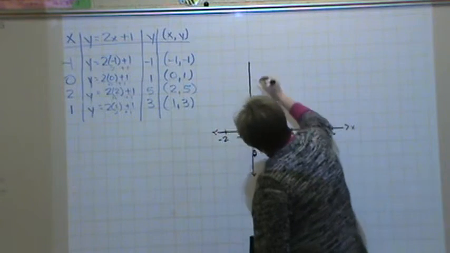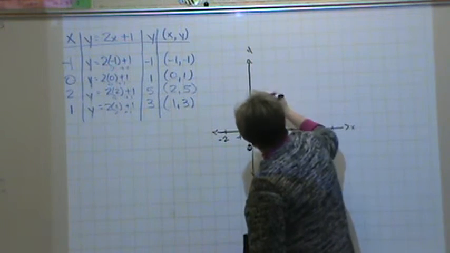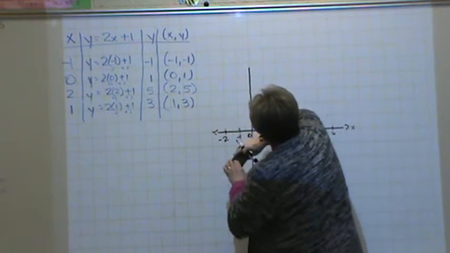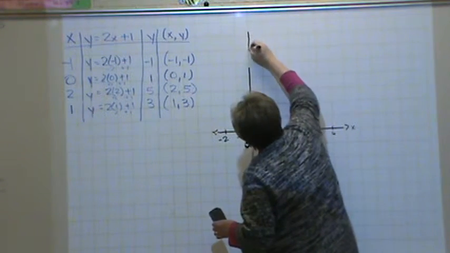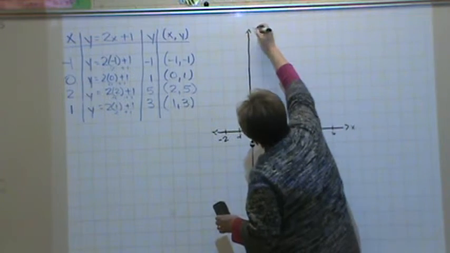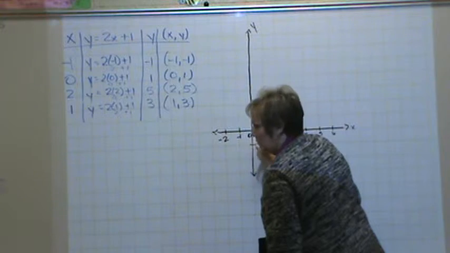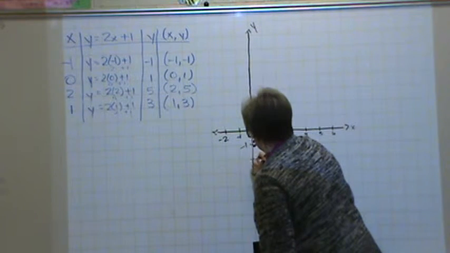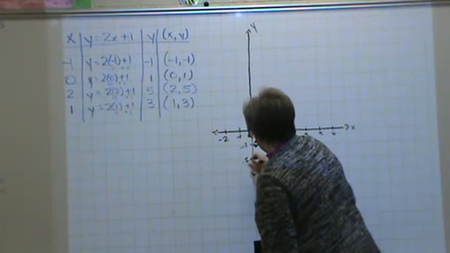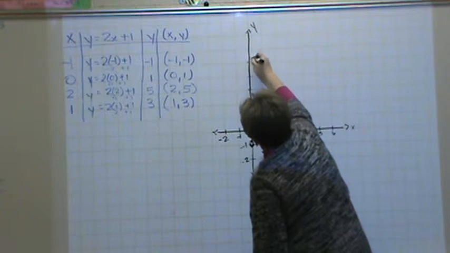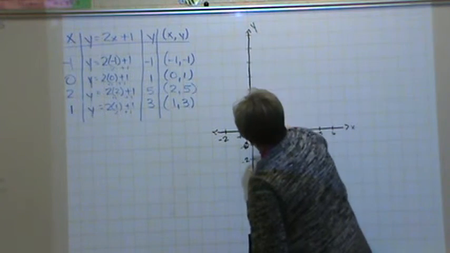I'm gonna come down just a little bit further than what I need, and I think I'm gonna have to go up just a little bit further. Okay, so I got -1, -2 there. 1, 2, 3, 4, 5, 6, 7. I got enough numbers.